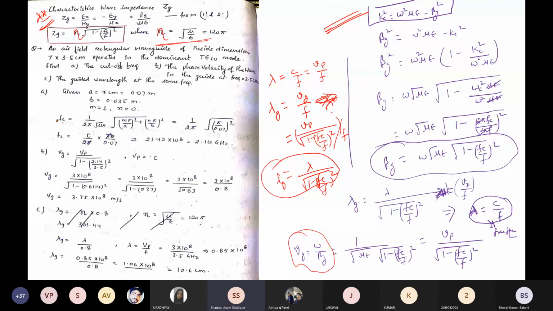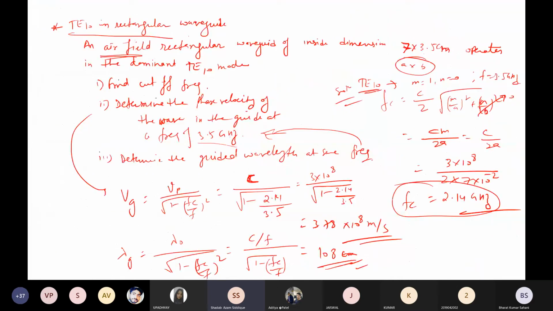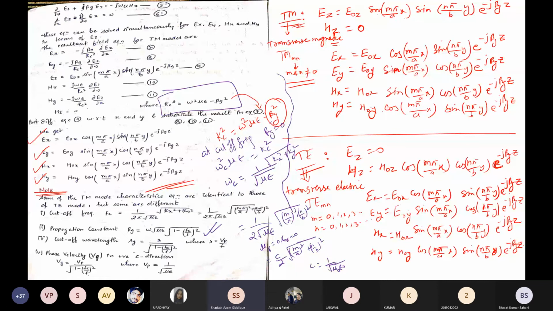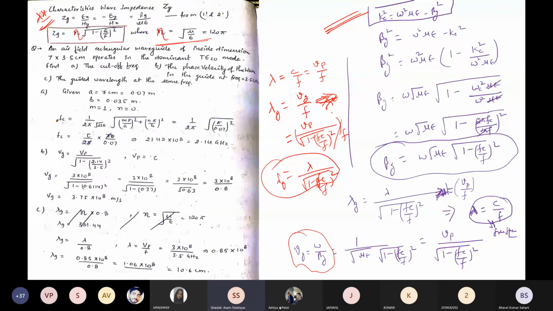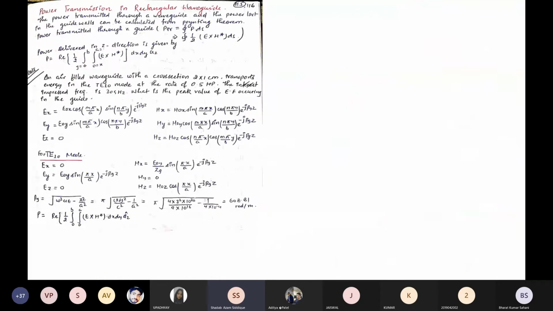Now we have one problem which we have already gone through. I think in yesterday's class we have gone through it and solved it. The same equation is written as 7 cross 3.5 centimeter here also. That's how the equation is written here, and you can go through this problem also. Okay, clear?